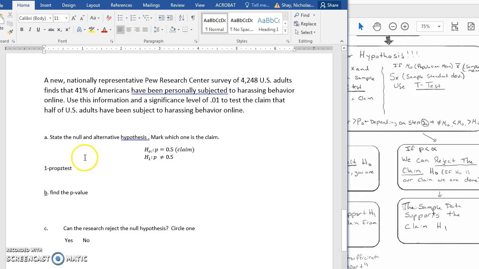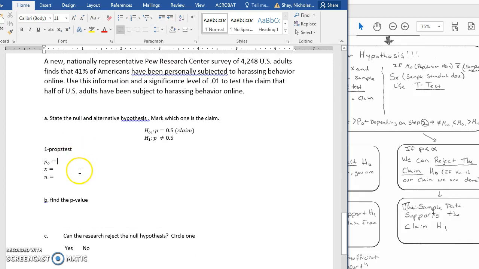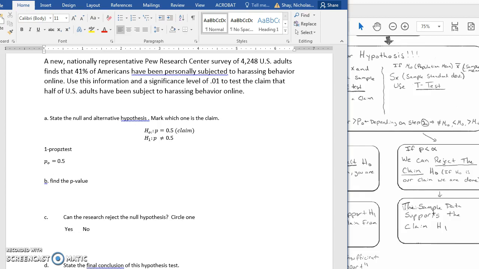And the numbers we need to set up for there are, all right, so I quickly filled these in. These are the numbers we need for our 1 prop z test. 0.5 is the claim we're testing.